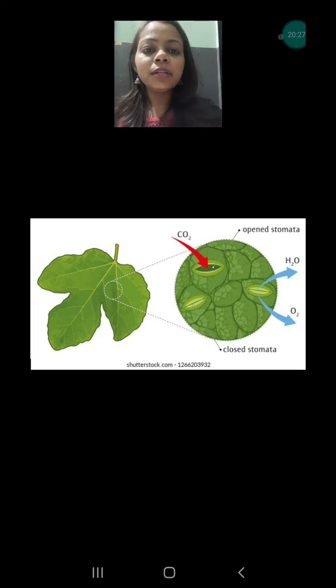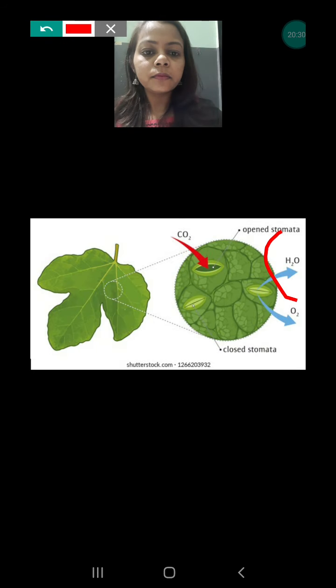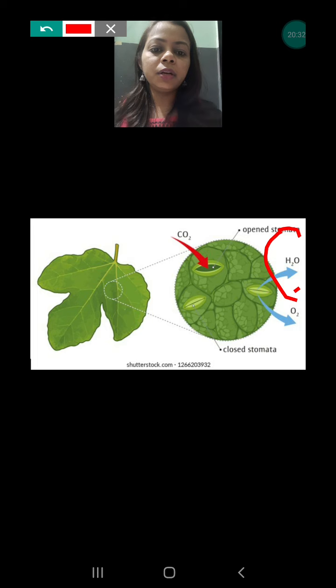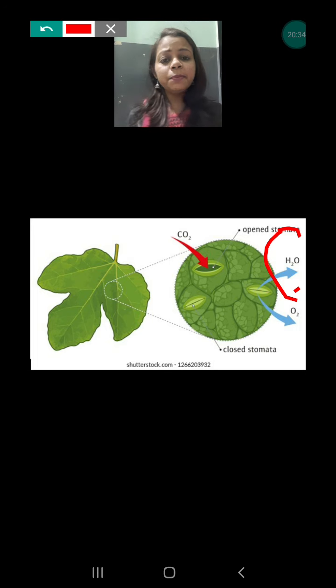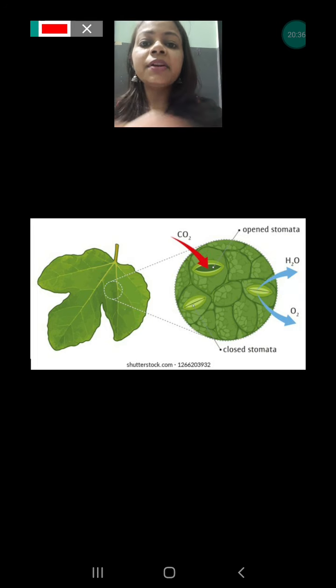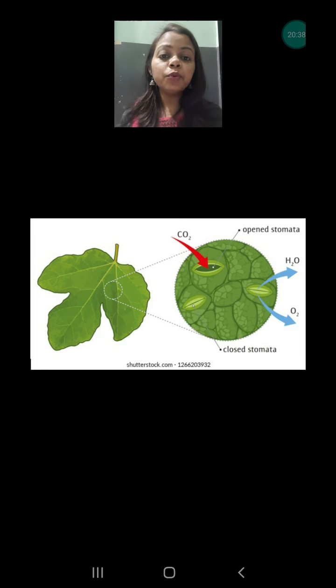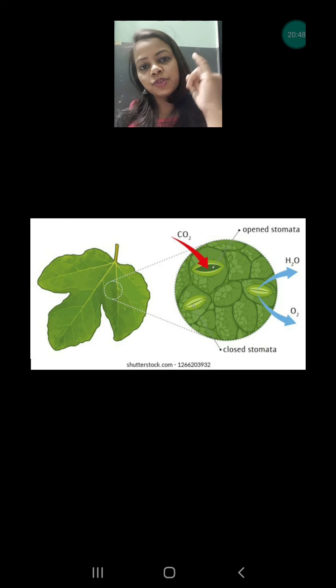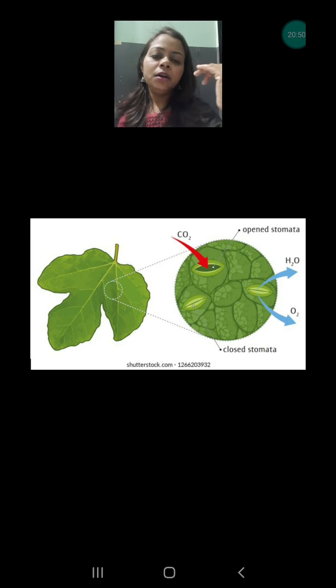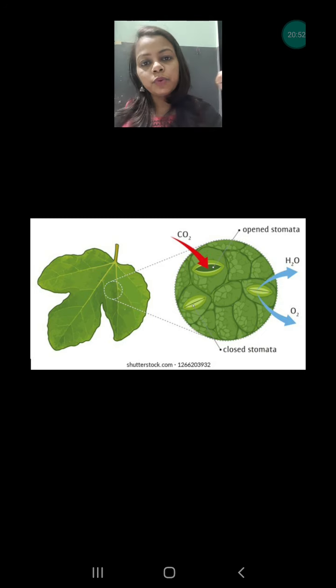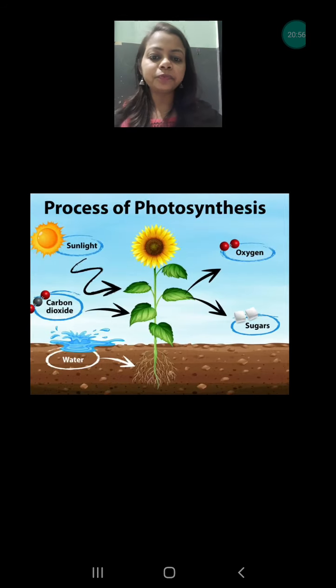Second, as you can see, this is water. Just now I explained transpiration. Transpiration is the process of removing the extra amount of water from the plant, and it is removed through these small pores, which are stomata. So the stomata do two works: first, exchange of gases, and second, loss of the extra amount of water. These two functions are very, very important.